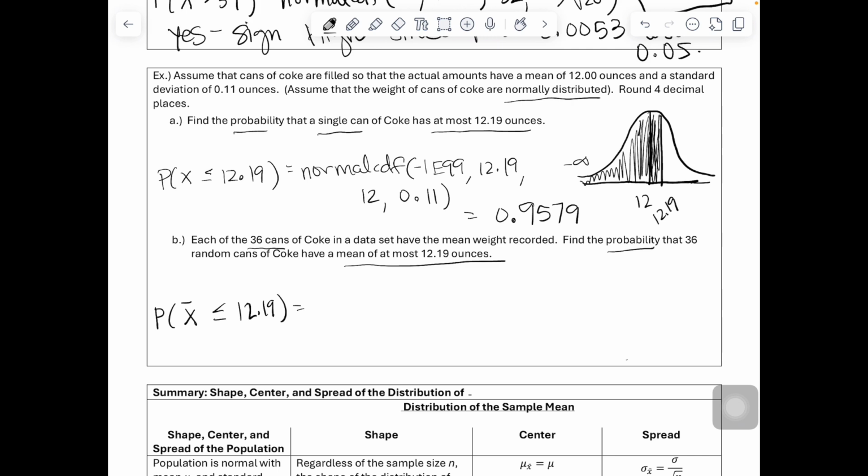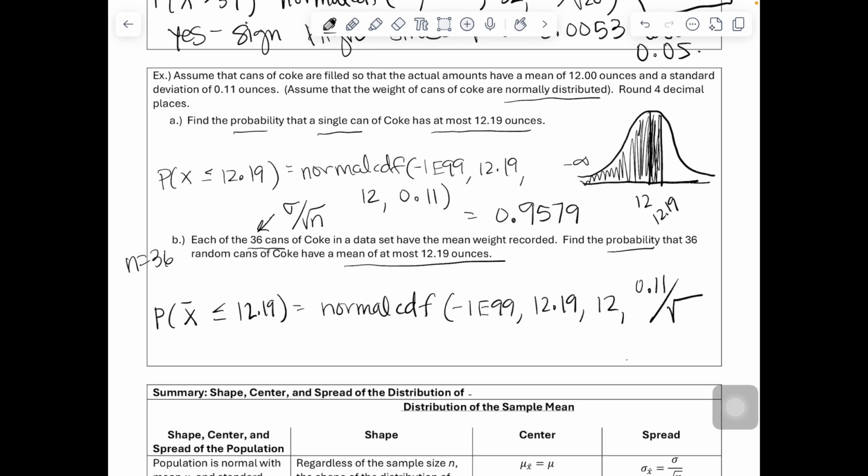For part B, we're going to use normal CDF. Our lower bound is still negative 1e99. Upper bound is still 12.19. The mean is still 12. However, since we're dealing with 36 cans of Coke and n is 36, we're going to now have our standard deviation divided by the square root of n. So we have 0.11 divided by the square root of n, which is 36.